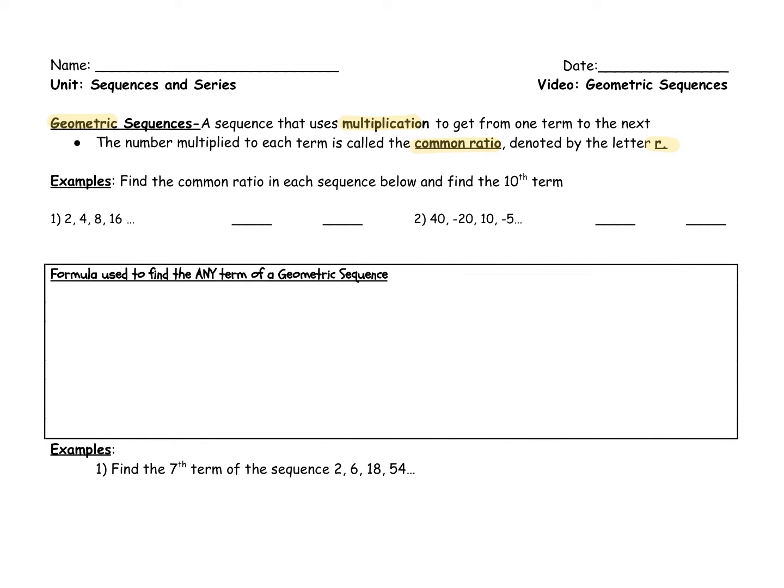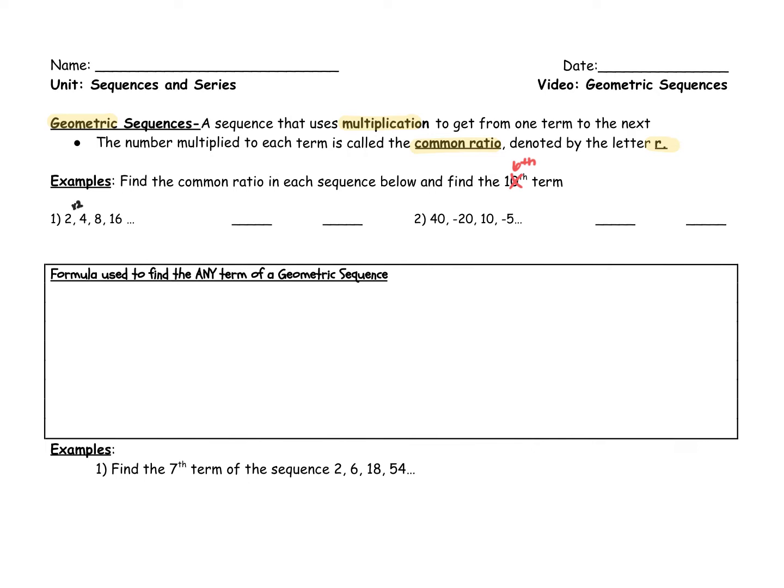In each of these examples, I want you to find the common ratio and then determine the value of the 10th term. So 10 seems a little high, so let's make it the 6th term. So we went from 2 to 4 to 8 to 16. So we know that there's a geometric sequence. We are going to see what we're multiplying by.